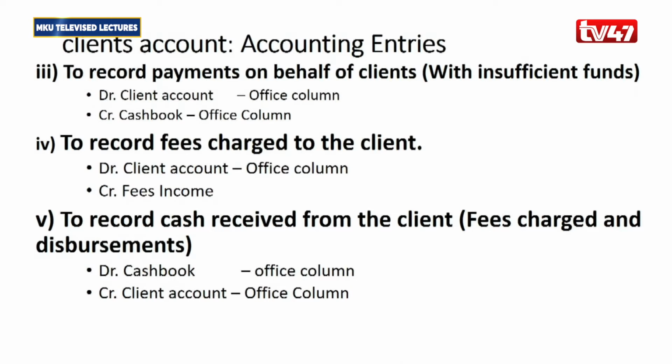This is where you have a client with insufficient funds and you are making payments on their behalf. In that case, you'll be debiting the client account, the office column. And then you go to the cash book and credit the cash book on the office column. Remember, when you credit the cash book, you are actually reducing the money in that particular account.